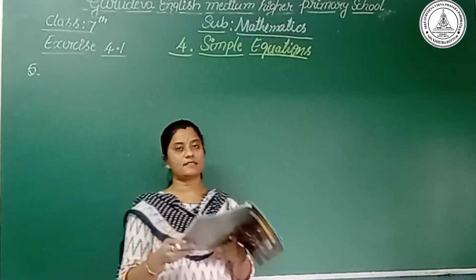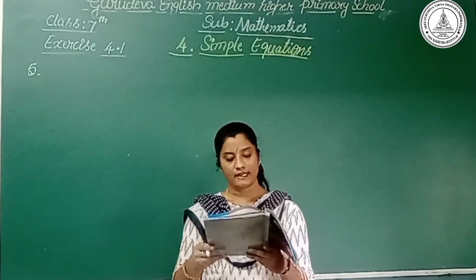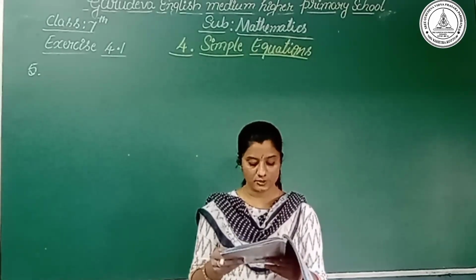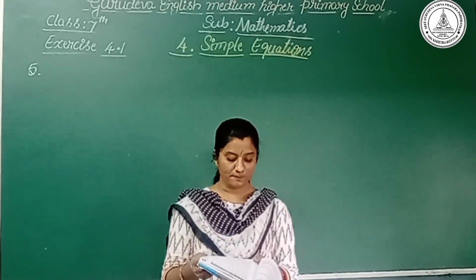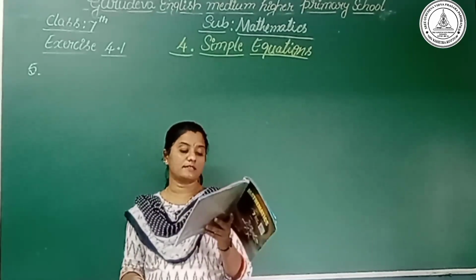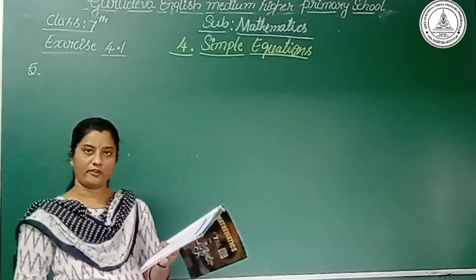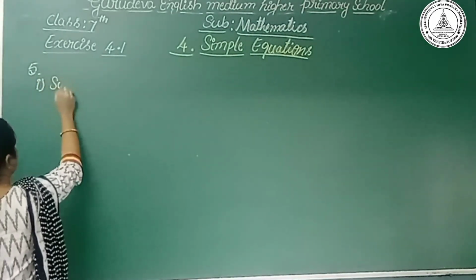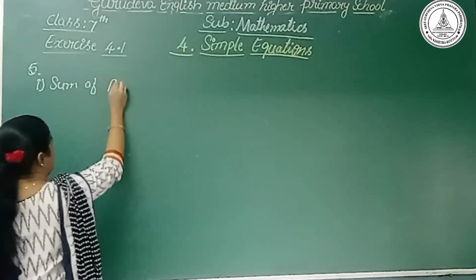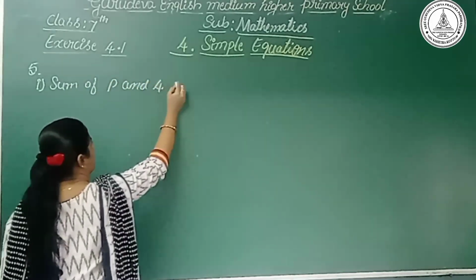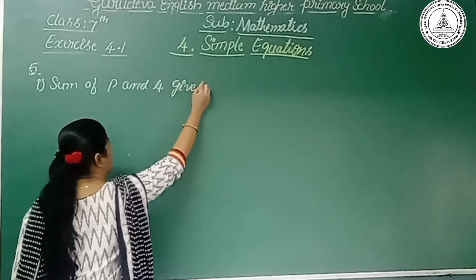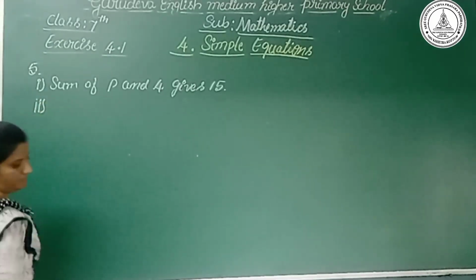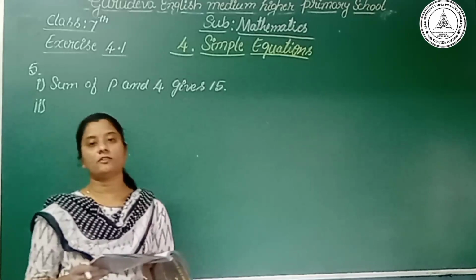Write the equations in the statement forms. So here they have given 8 equations. So we have to write the equations in the statement form. The first equation is p plus 4 is equal to 15. So p plus 4 is equal to 15 means here the sum of p and 4 gives 15. Okay, then write down: sum of p and 4 gives 15.